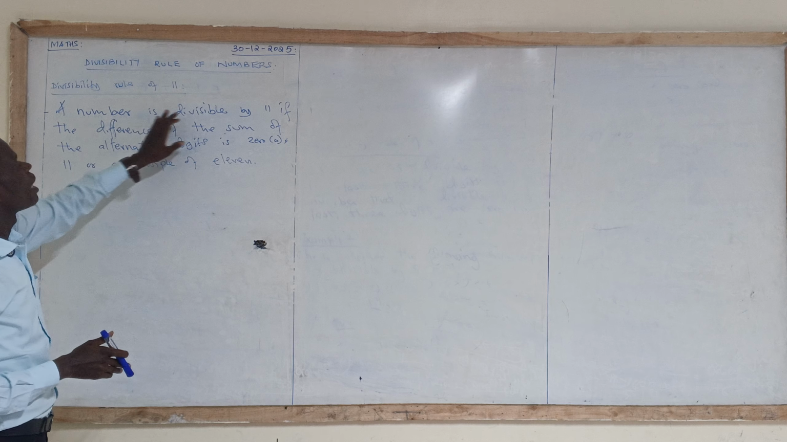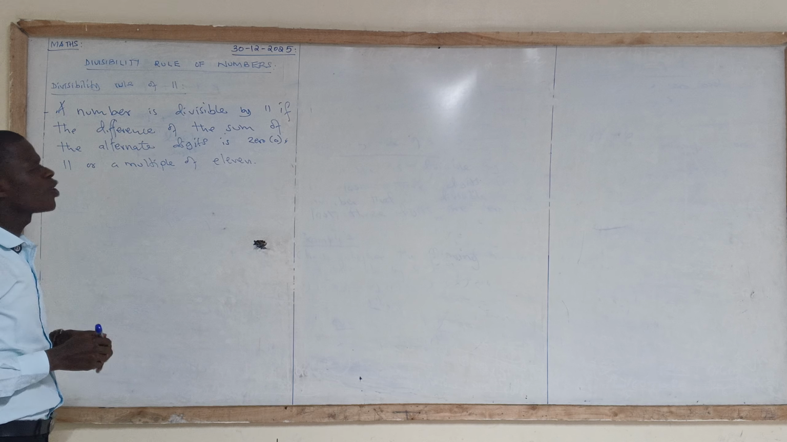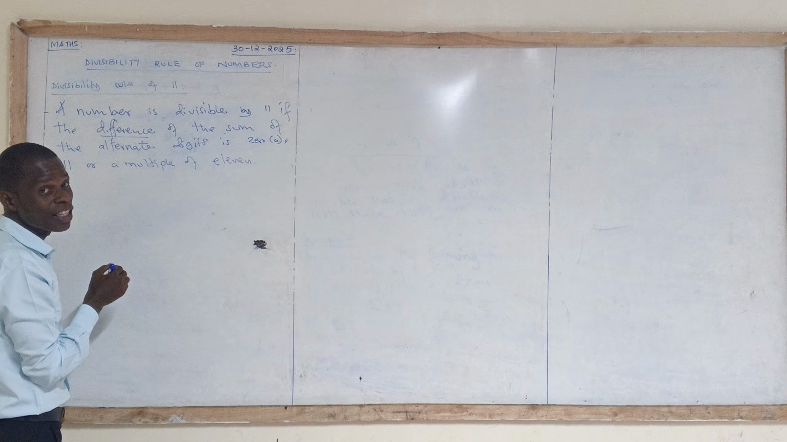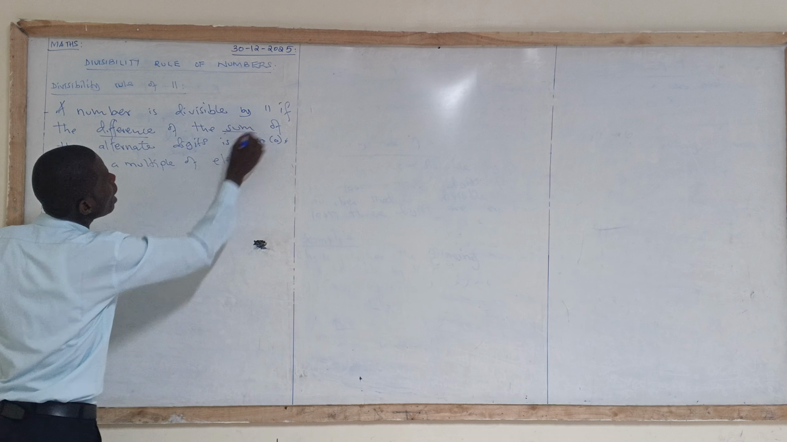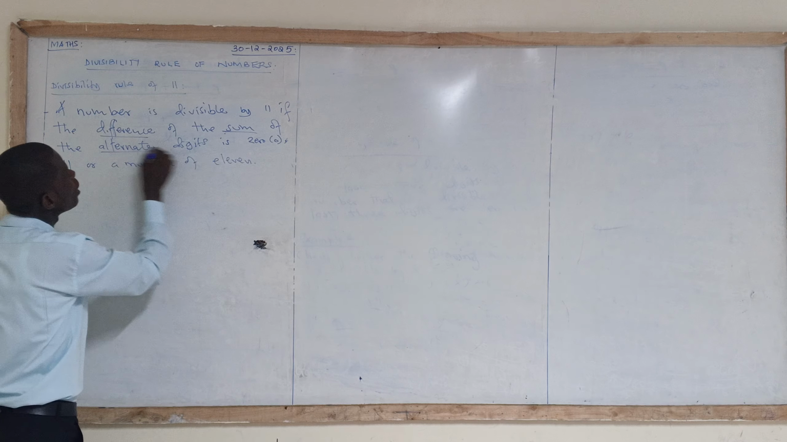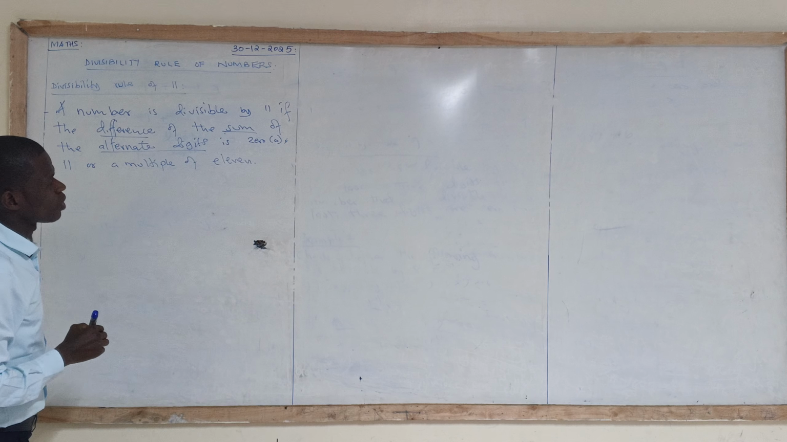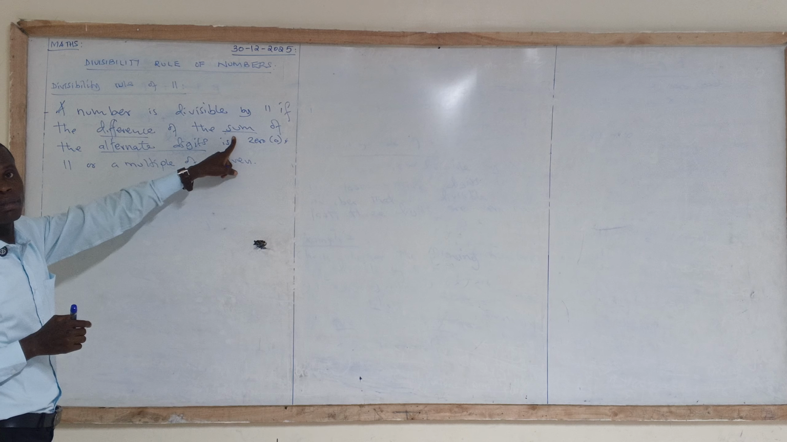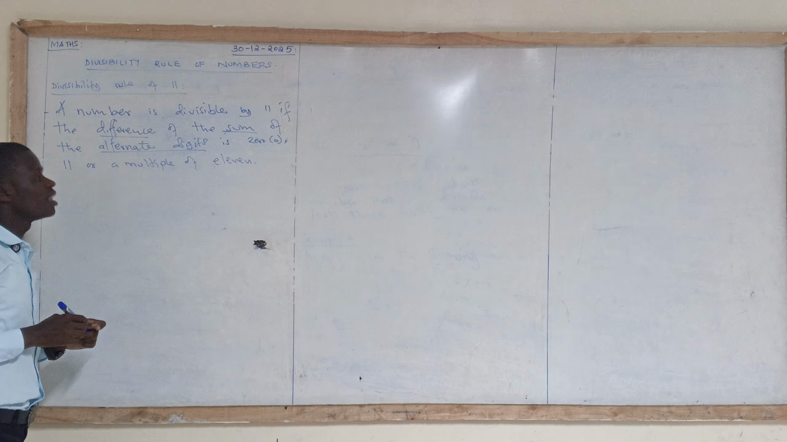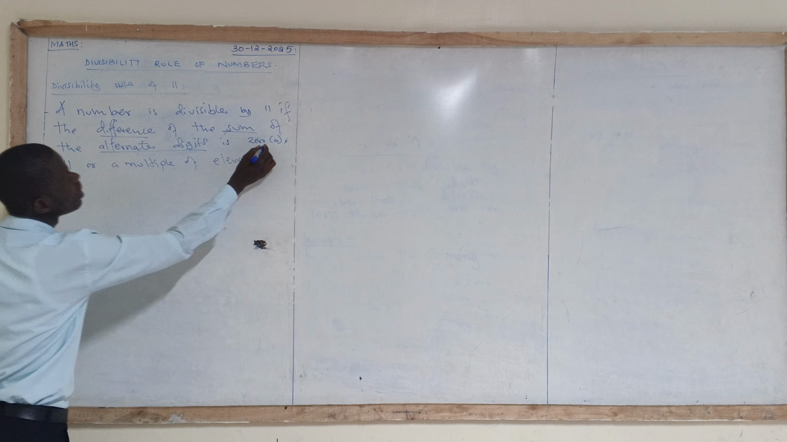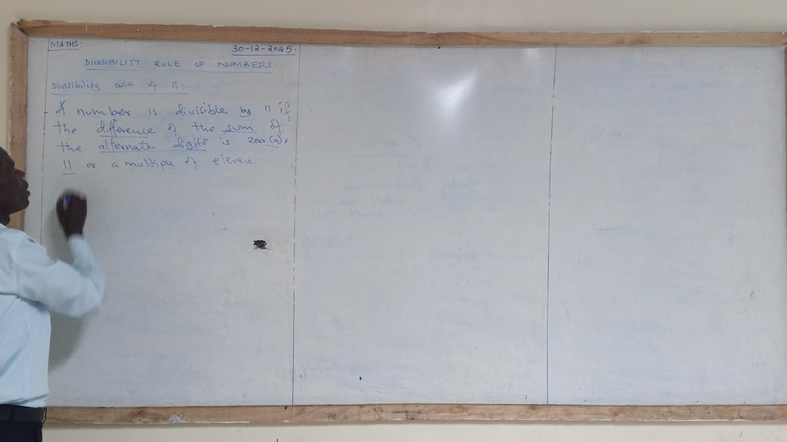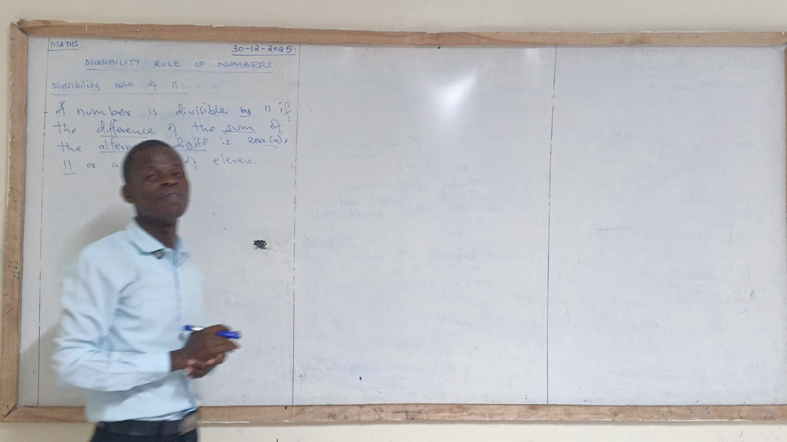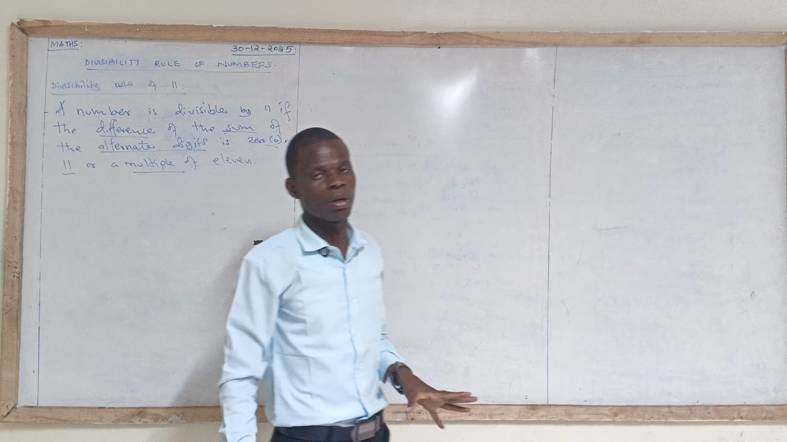A number is divisible by 11 if the difference of the sum. So, we have difference. Mark the keywords. Then the sum. Then the alternate digits. So where do you start? You start from the last. Alternate digits, get their sum, get their difference. Then if the difference is 0, 11, or a multiple of 11, you say that that number is divisible by 11. Very simple.